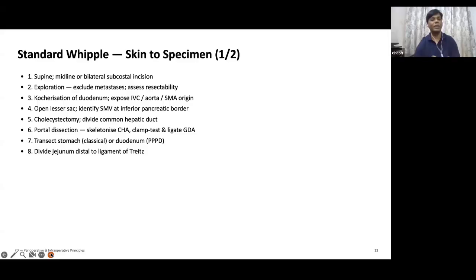What kind of incision would you like to do, and how will you decide what incision should be given in that patient? If the patient is thin built, then we can go for the midline incision, sir. And if the patient is moderately built to obese, the bilateral subcostal incision would be preferred in those patients.